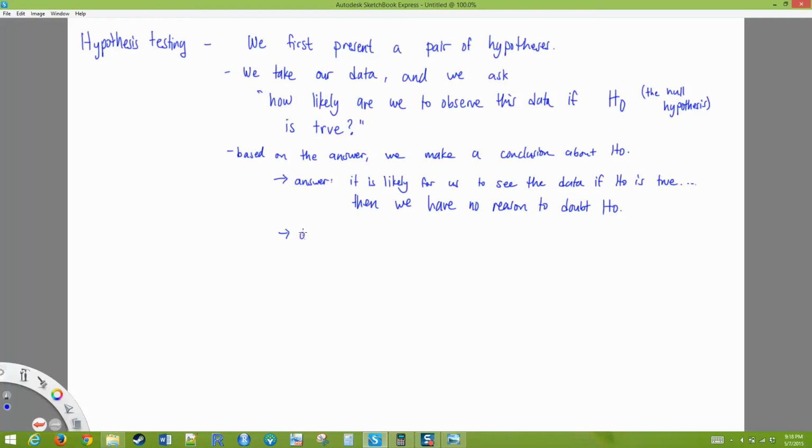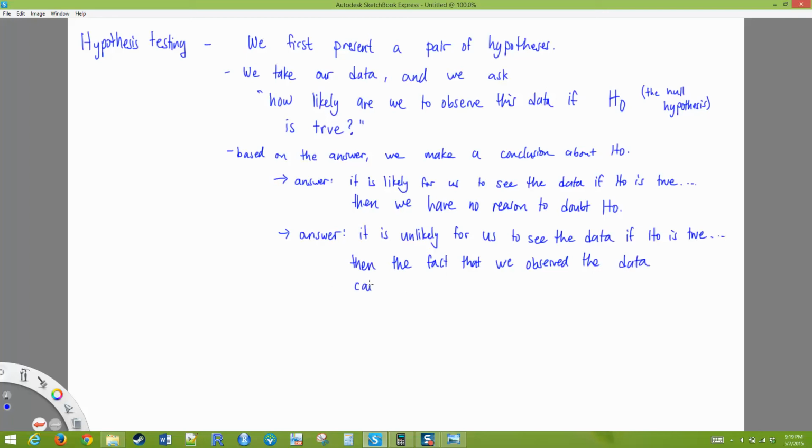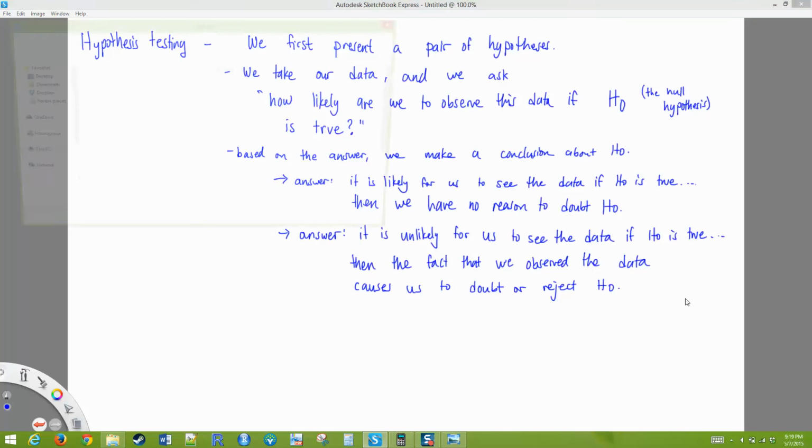On the other hand, there are two possible answers. If the answer is, it is unlikely for us to see the data if H0 is true, then the fact that we observed the data causes us to doubt or reject H0. All right, so let's put this into some context.